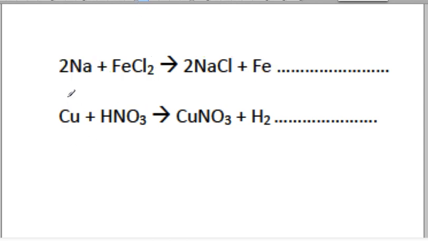Look at this one. Element by itself, 0. H2 diatomic, 0, which means I have to use the system I showed you for oxidation numbers here. H is plus 1. This is negative 2.